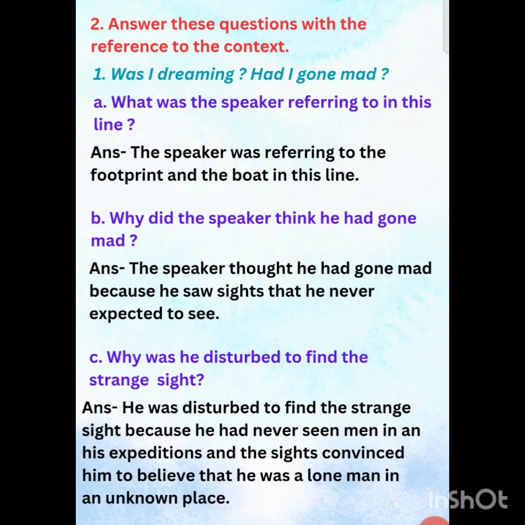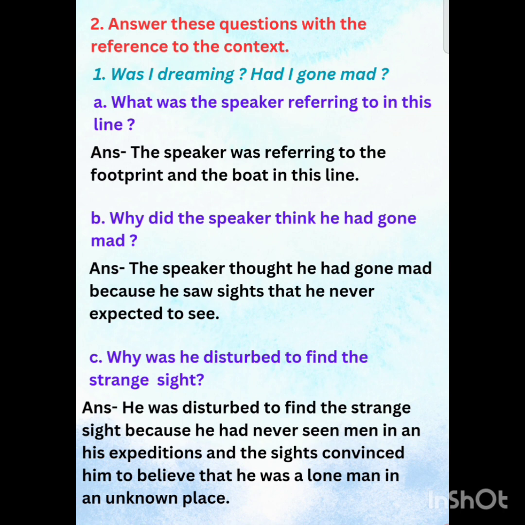Question 2. Answer these questions with reference to the context. Question 1. Was I dreaming? Had I gone mad? Question A. What was the speaker referring to in this line? Answer is, the speaker was referring to the footprint and the boat in this line.